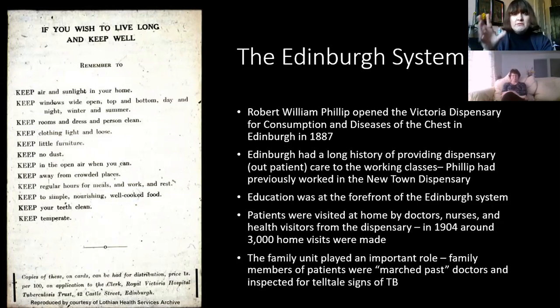And another important role that the family unit played in the Edinburgh system was that they were targeted for trying to detect if they had TB. So when you were a patient, if you came to the dispensary and said, yeah, I think I have TB, your family would have to come, and your family would be marched past the doctors in this line of inspection, and they would try and tell whether so-and-so had characteristic signs of TB, how their chest sounded and so forth.